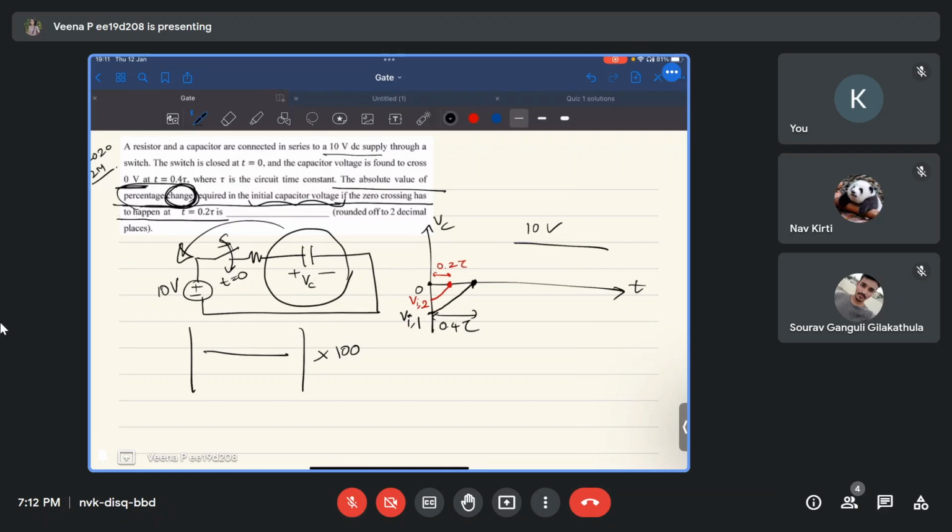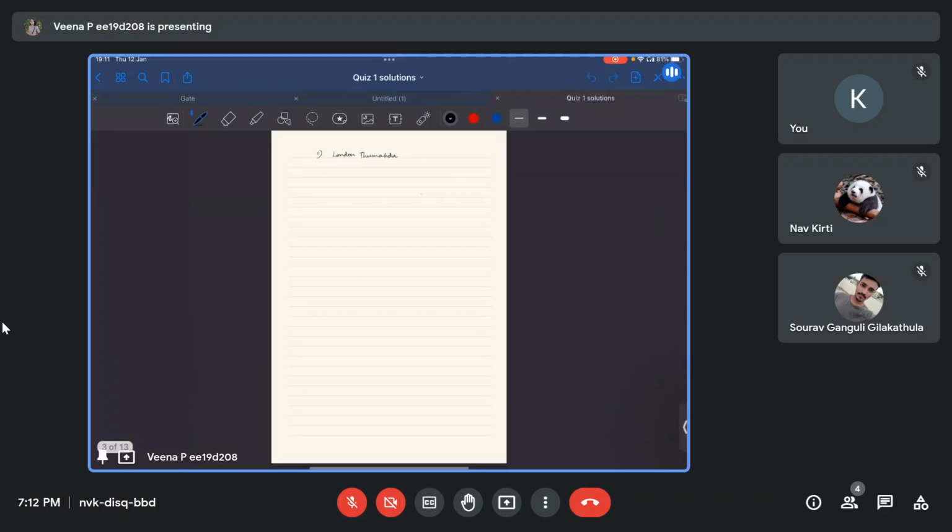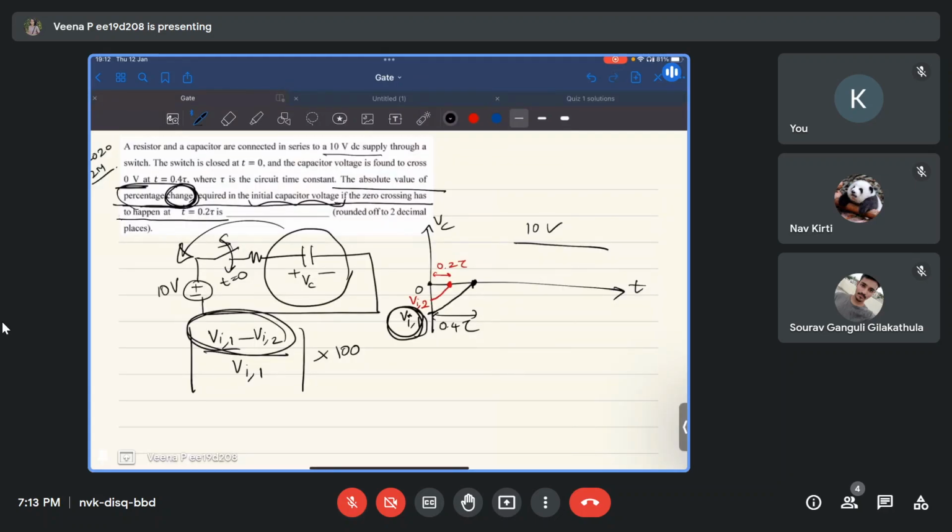So percentage change means the difference between Vi1 and Vi2 divided by Vi1, since initially it was Vi1. We don't know whether this value is positive or negative. That is why it is given that we have to find the absolute value. Is this clear, what we have to find in the problem? Yes, ma'am.